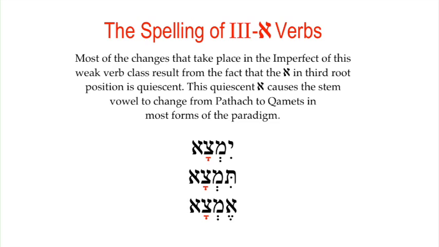Look at your screen with me, the examples at the bottom of the page. Yimtza, Timtza, Emtza. In each case, the stem vowel is qamets. This is due to the fact that the aleph is quiescent. Therefore, the stem vowel has lengthened from pathach to qamets. And the stem vowel is A-class because aleph is a guttural, and gutturals prefer A-class vowels.